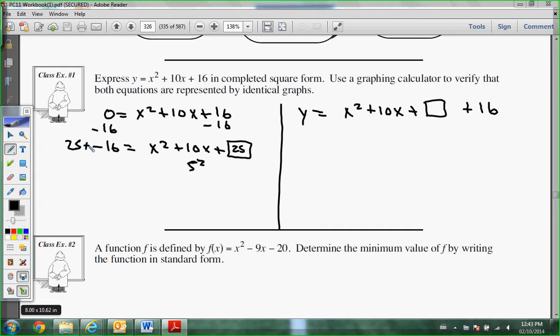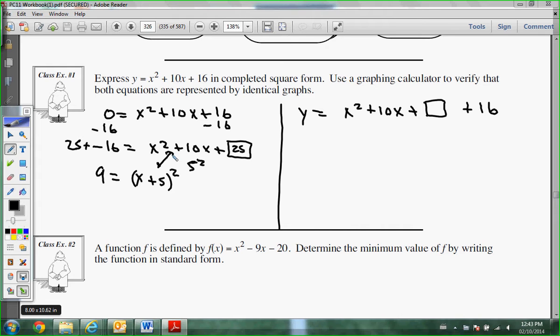25 minus 16, because plus and minus is minus, is 9. X squared, what does this shrink down to? What's it make? It makes a perfect square of (x plus 5) squared. This is the part that people get confused on, like how did this turn into this? Well, we factored it, right? It's (x plus 5) squared. If you FOIL that out, you'll get what I have above.